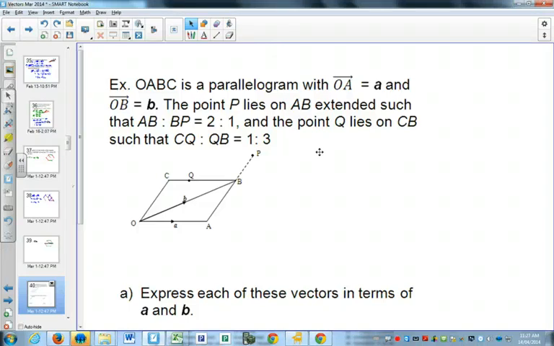So here we have a parallelogram, and then we've got a new point way off in the direction. And we're given ratios. And all the ratios mean, so here we have our first ratio, AB to BP, means that whatever length AB is, say it's 2 because that's the ratio that they use, then B to P will be 1. And that whole length from A to P would be 3.